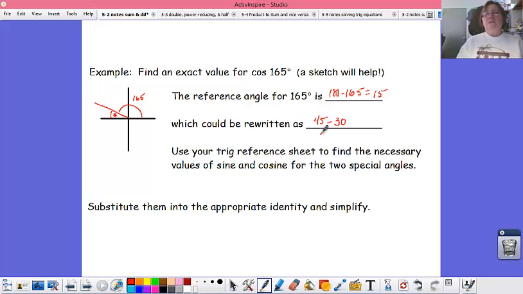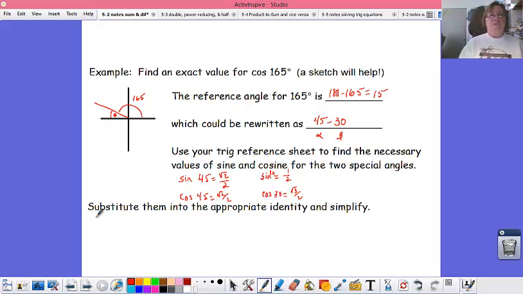This would mean, for us, we're going to call the 45 degree angle alpha, we're going to call the 30 degree angle beta, and we need to know the values of sine and cosine for 45 and 30. Those are on your trig reference sheet, or I hope, will have them memorized before too much longer. The sine at 45 degrees is square root of 2 over 2, and the cosine at 45 degrees is the same thing, square root of 2 over 2. The sine at 30 degrees, if you don't have that memorized, again, I hope you will soon, it's 1/2, and the cosine at 30 is root 3 over 2.